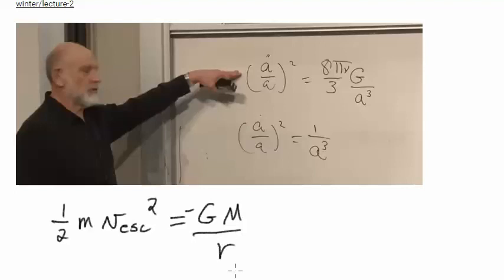It basically came from this conservation of energy requirement, 1/2 mass times the escape velocity squared equals GM over r. Do I need the negative sign there? I don't think I need the negative sign there. Now, how do I get from this to this?